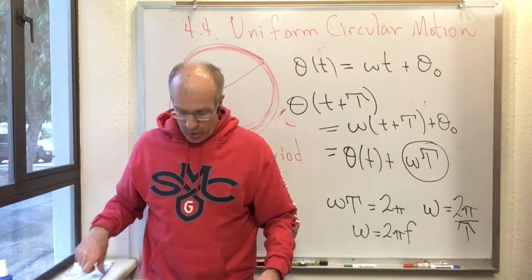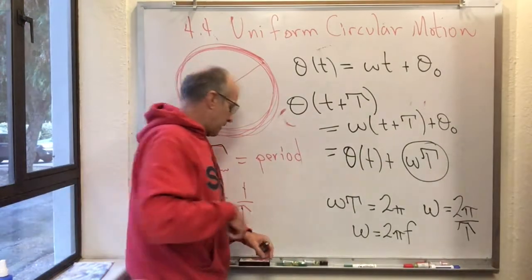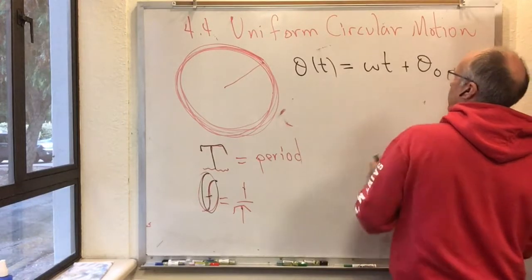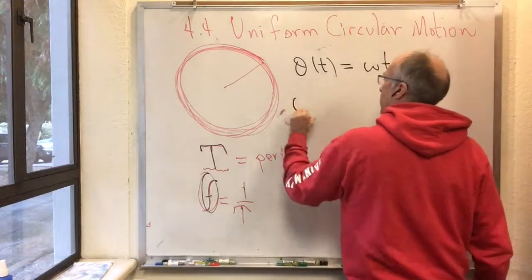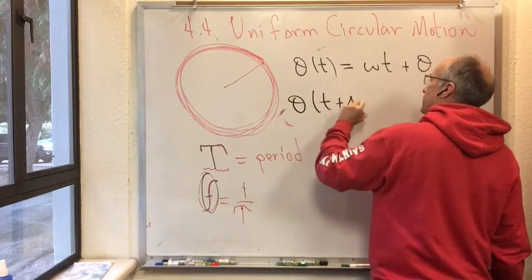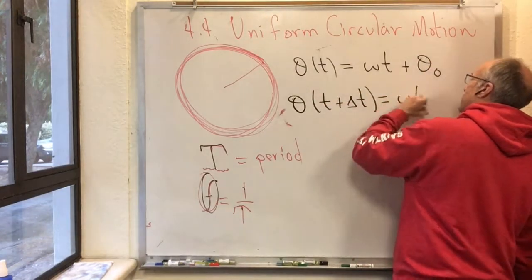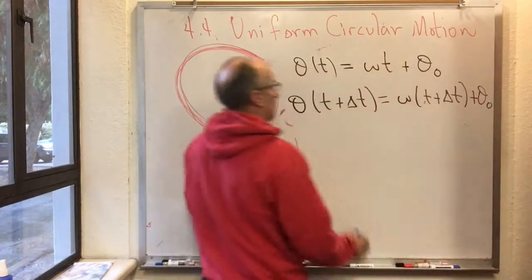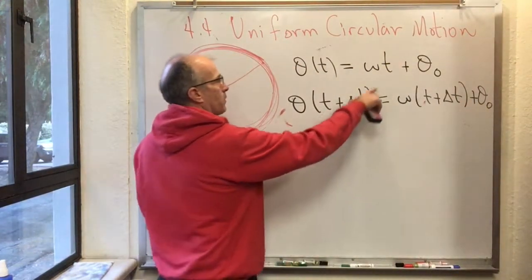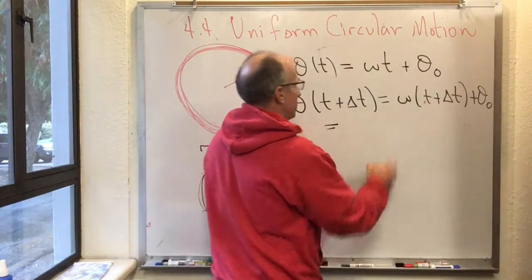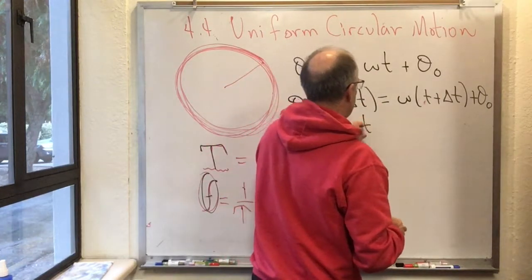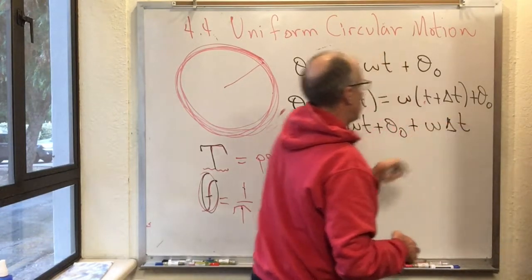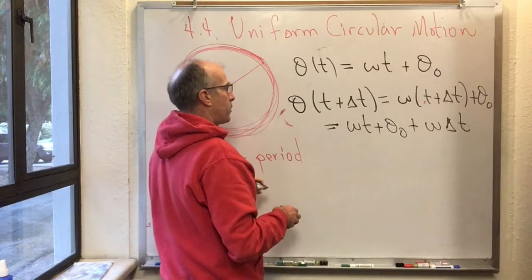I'm just going to derive one more formula which follows real easily from all these ones that we already have. We have theta of t is omega t plus theta naught. Therefore, theta at t plus delta t is equal to omega times t plus delta t plus theta naught. All I've done is plug in t plus delta t where I had t. Now distribute that omega, and I've got omega t plus theta naught plus omega delta t. I distributed and I rearranged a little bit.